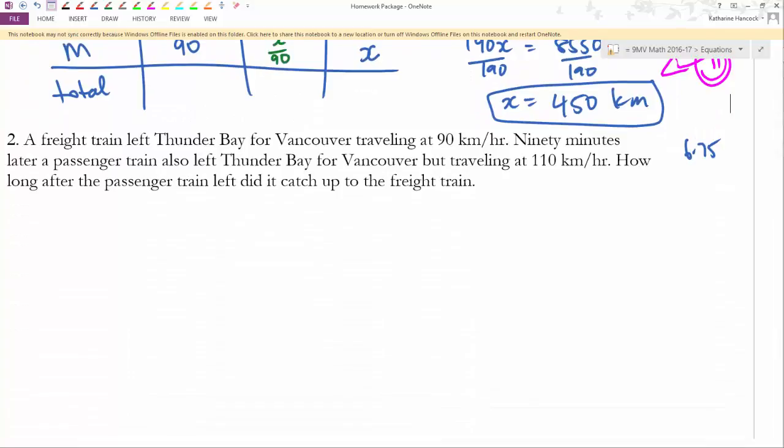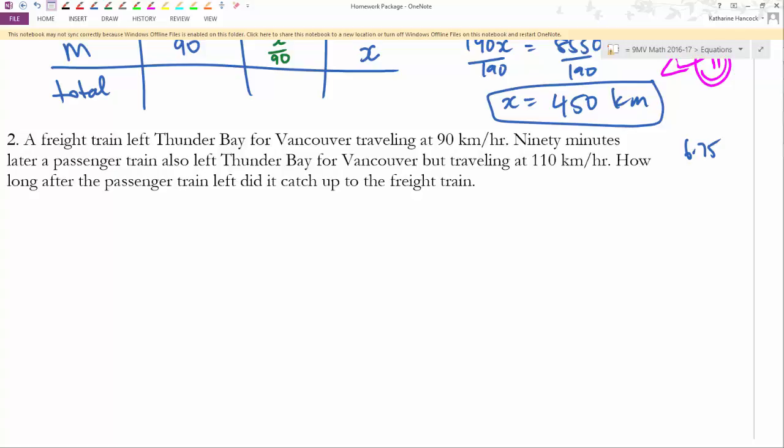Second question. A freight train left Thunder Bay for Vancouver. That's a long trip. Traveling at 90 kilometers an hour. 90 minutes later, a passenger train also left Thunder Bay for Vancouver, but it was traveling faster. How long after the passenger train left did it catch up to the freight train?